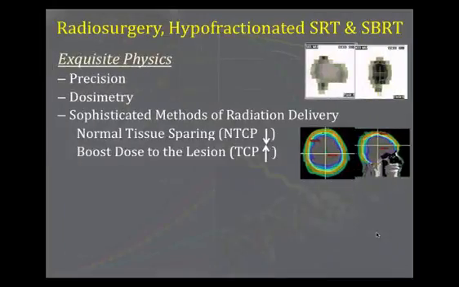So with all this coming up, where are we? We have exquisite physics, high precision, dosimetry. This is a rapid arc plan. See what we can do today. We can just irradiate a skull-based sarcoma without delivering radiation to the brain. So we are very virtuosistic on how we can deliver this. And this will help with normal tissue sparing and boost the dose to the lesion.